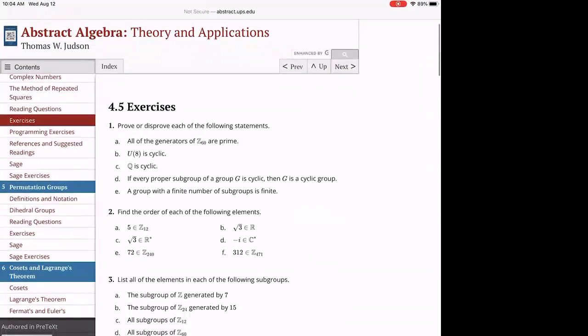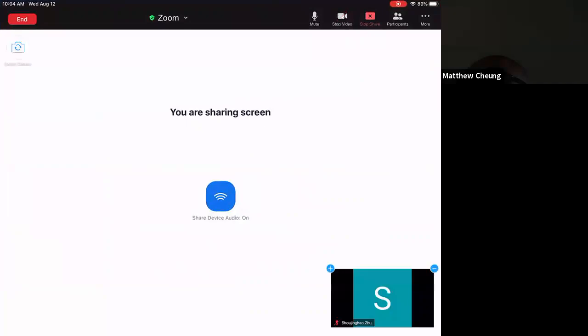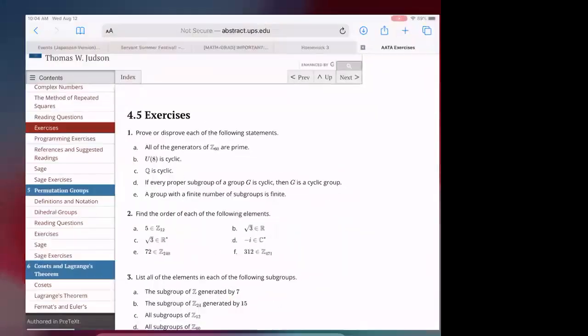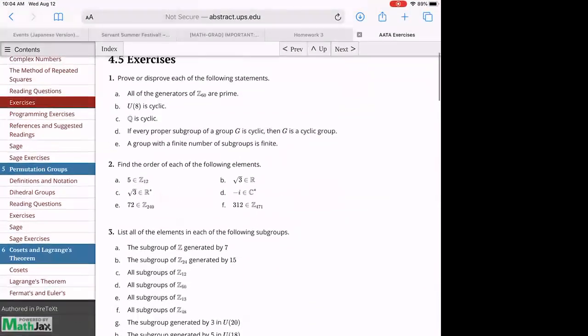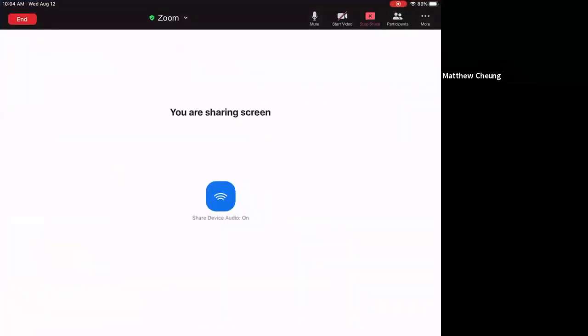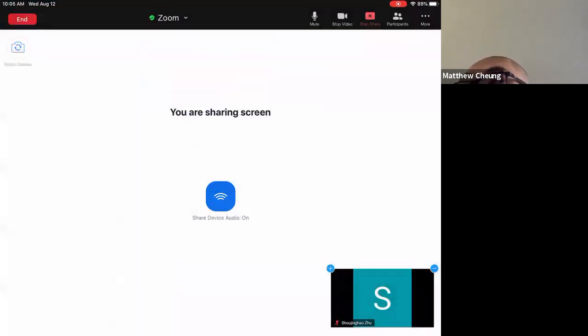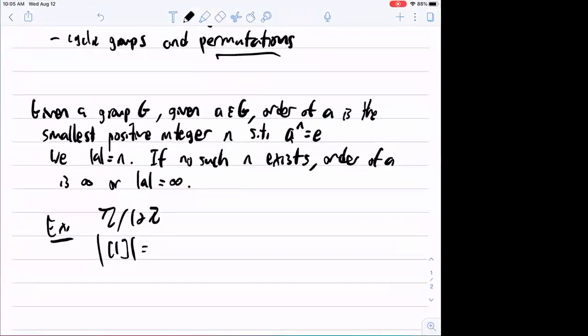Oh, 4.5, did you have the problem number? Sorry, I thought it was like problem 5, but do you have the problem number? Yeah, I could do that. Yeah, sure. I was planning on doing the harder ones first, but yeah, okay.